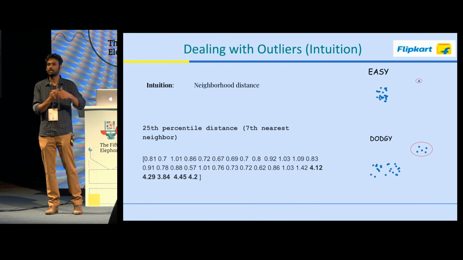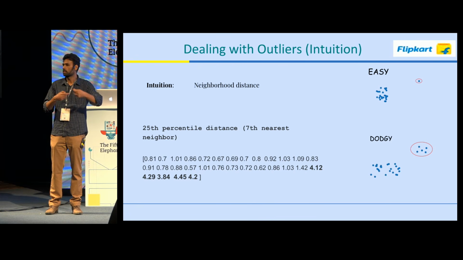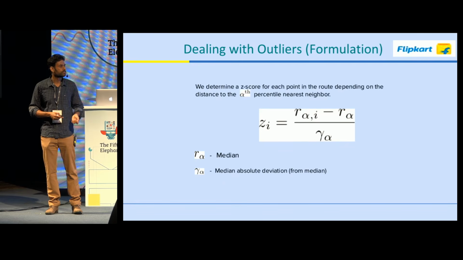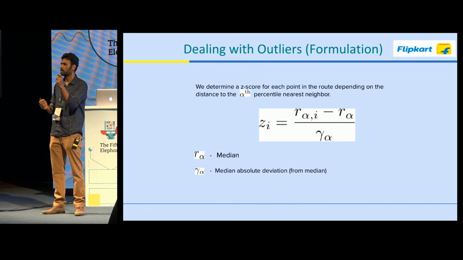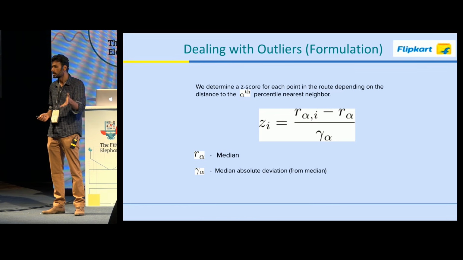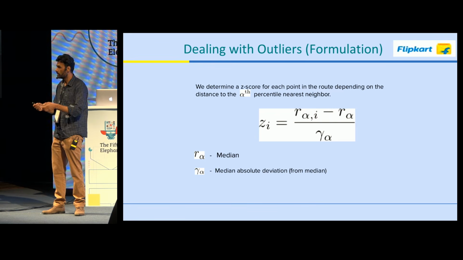But just to tell you that, okay, you need to take care of these trickier situations. Here's the actual definition. What we do is that we take a point and then we sort the distance of all the neighbors, and then we take the alphath percentile of it. So there are 100 points, you have 99 neighbors, say you take alpha to be 20 percentiles, you take about the 20th nearest neighbor, and you do that for every one of the points.